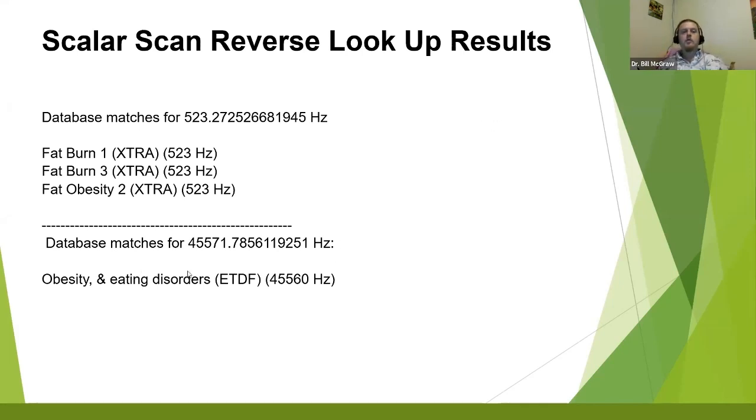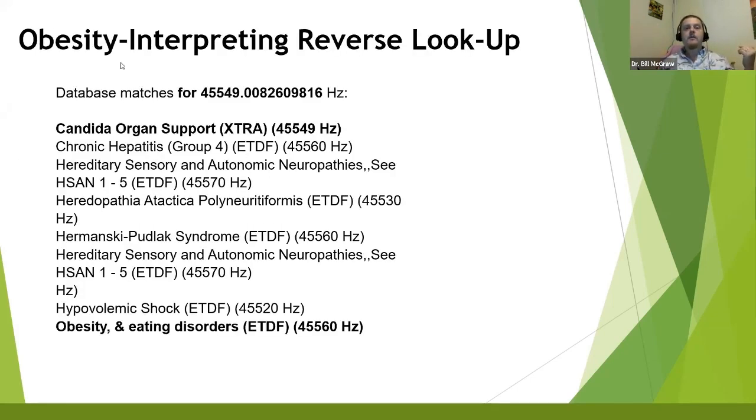So for obesity and eating disorders at 45,560, we use that frequency as well as the program that contains that frequency, as well as all the other frequencies to help us lose weight, to help us deal with obesity, to help us decrease appetite, to help us burn fat, to increase energy, to decrease chronic fatigue. Do you get where I'm going here? Okay, let's continue. Here's a reverse lookup I did on myself, and I see that candida organ support appears. Remember, we talked about candida associated with cravings for sugars and so on, and poor digestion.